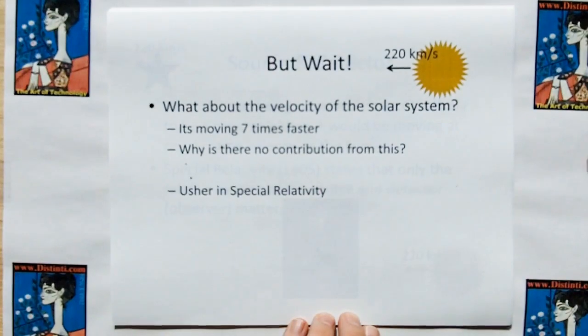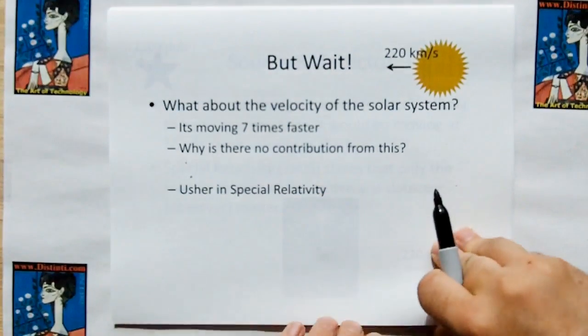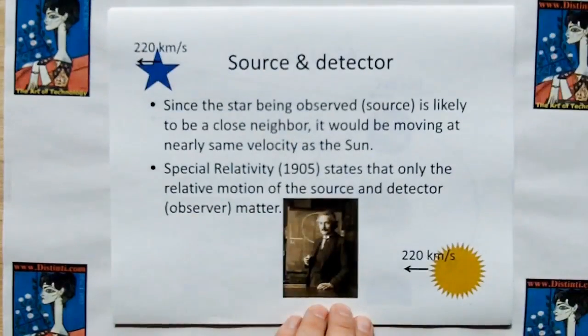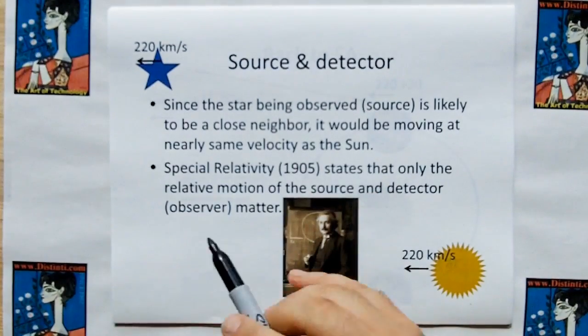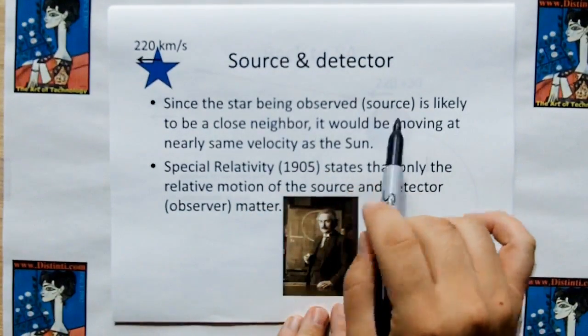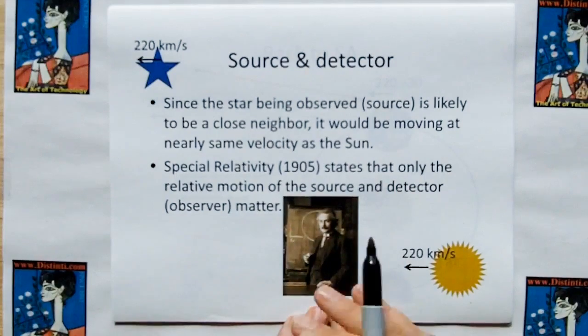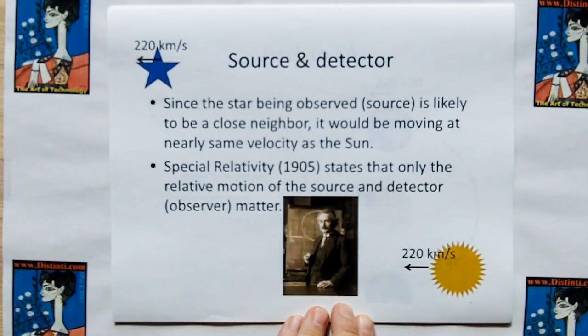You would think that that would work, so there's got to be some other explanation. So Einstein ushered in special relativity. And what Einstein pretty much said, and this may be a paraphrasing, is that the star being observed, the source, is likely to be a close neighbor, and it would be moving at nearly the same velocity as the Sun.